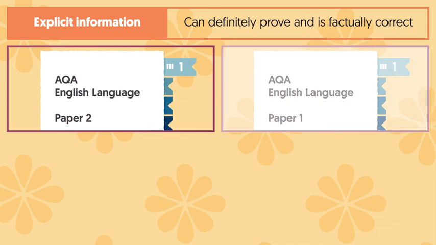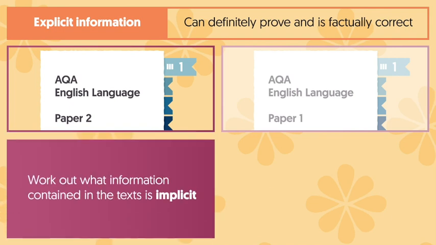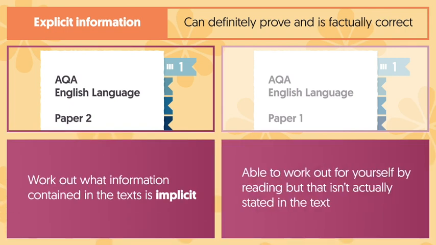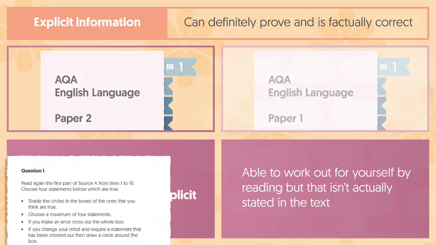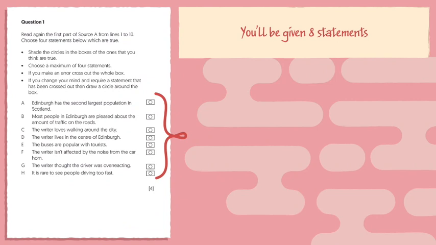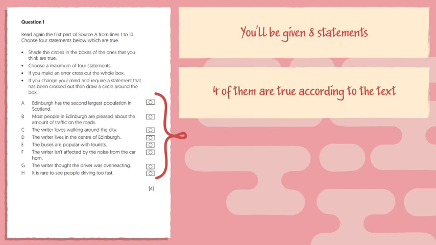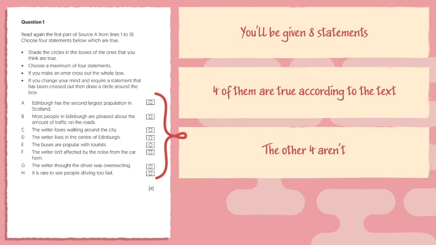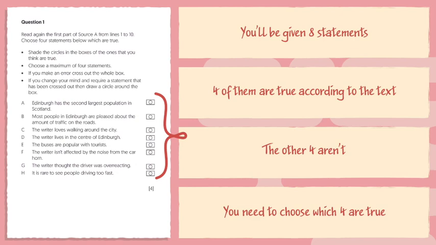But what you'll also have to be able to do for this question on Paper 2 is to work out what information contained in the text is implicit. In other words, what are you able to work out for yourself by reading, but that isn't actually stated in the text? For this question, you'll be given 8 statements. 4 of them are true, according to the text, and the other 4 aren't. You need to choose which 4 are true.